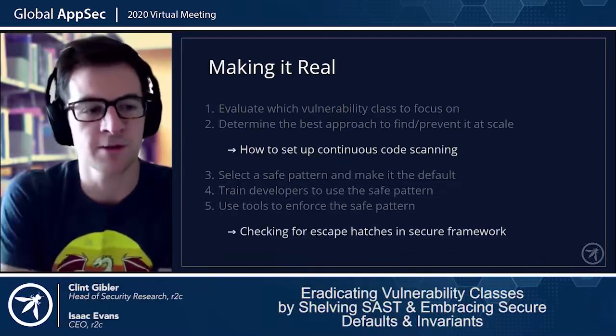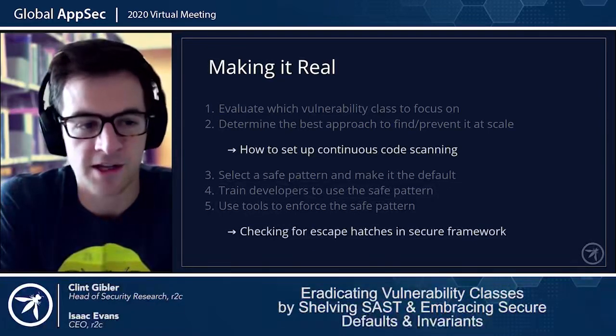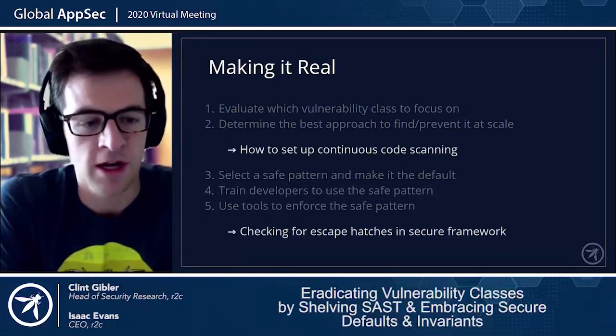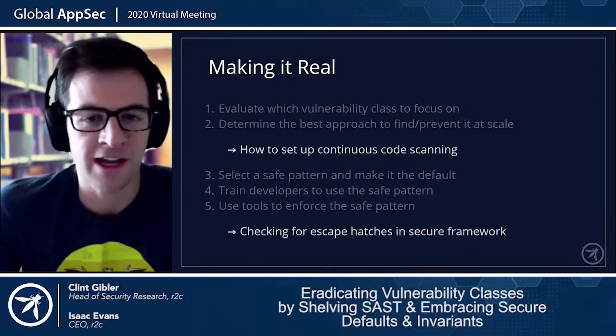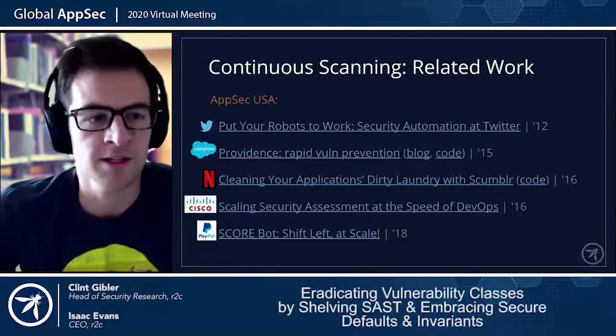So I'm going to zoom in on 2 of these specifically and show you first how to set up continuous code scanning and what the best practices are for that. And then for the last one, show you how to check for what are effectively escape hatches inside secure frameworks. So let's look at the first one, continuous code scanning.